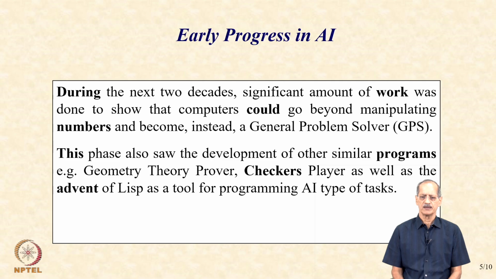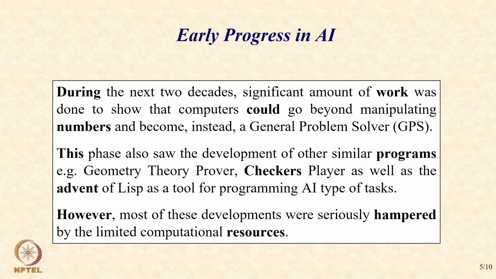And around this time, there were many other similar programs which people developed, such as geometry theory prover, checkers player, and also this phase saw the evolution of Lisp as a tool for programming AI type of tasks, which was a specific separate language which was developed for this particular application.